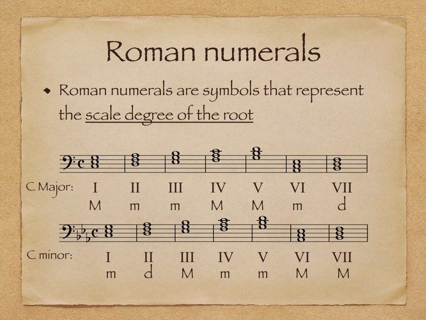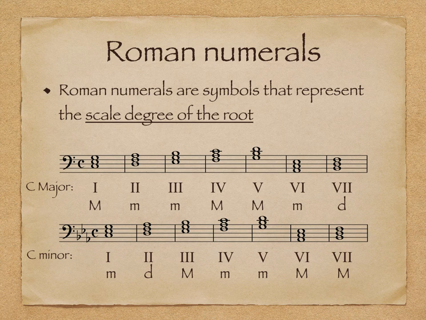Roman numerals are used to analyze triads in music. Roman numerals are symbols that represent the scale degree of the root of the triad. Some analysts use uppercase, some analysts use lowercase Roman numerals. We're going to use all uppercase. Below are the triads built on each scale degree in C major and C minor respectively.